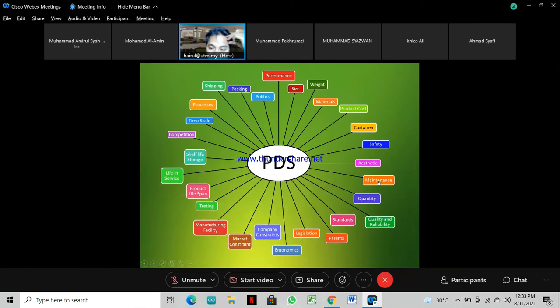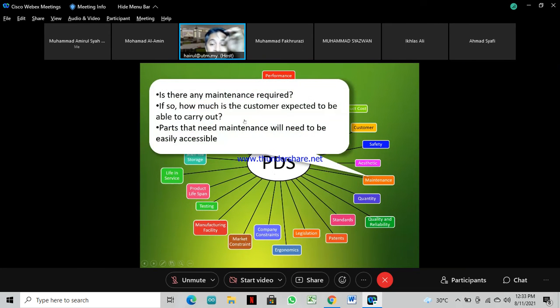Okay, that's aesthetic. Okay, maintenance is about maintenance. Is there any maintenance required? Because we design parts, not just components. When you design a machine or system, it consists of a lot of components assembled together to become a complete system. Your components, sometimes they need to be replaced, right? Need to be maintained. Is there any maintenance required?